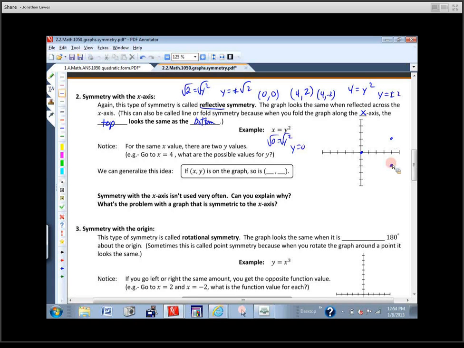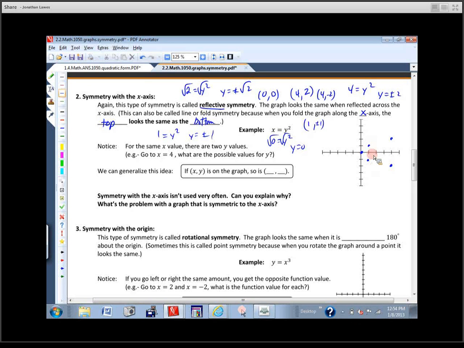Let's plug in a 1. If you plug in a 1, you get 1 equals y squared. So if you take the square root, y equals plus or minus 1. So you've got these points. Is it okay if I write it like this? (1, plus or minus 1). So go over 1. You'd have to go up to 1 and down to negative 1.